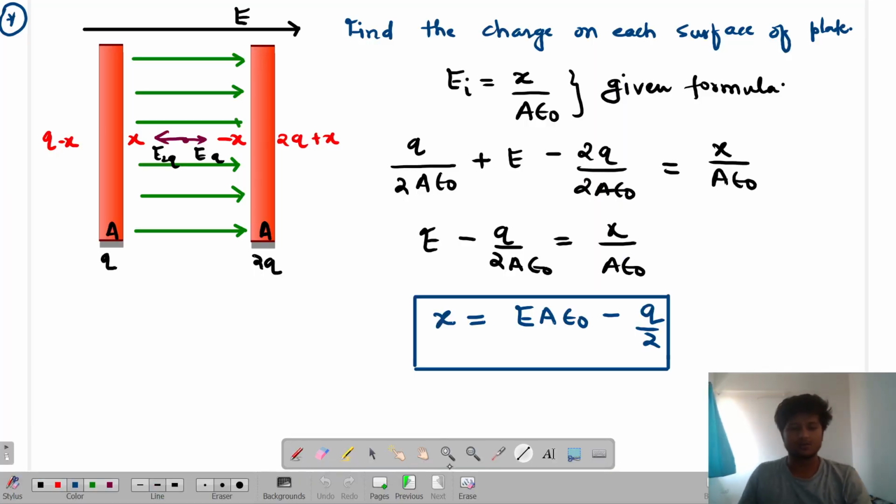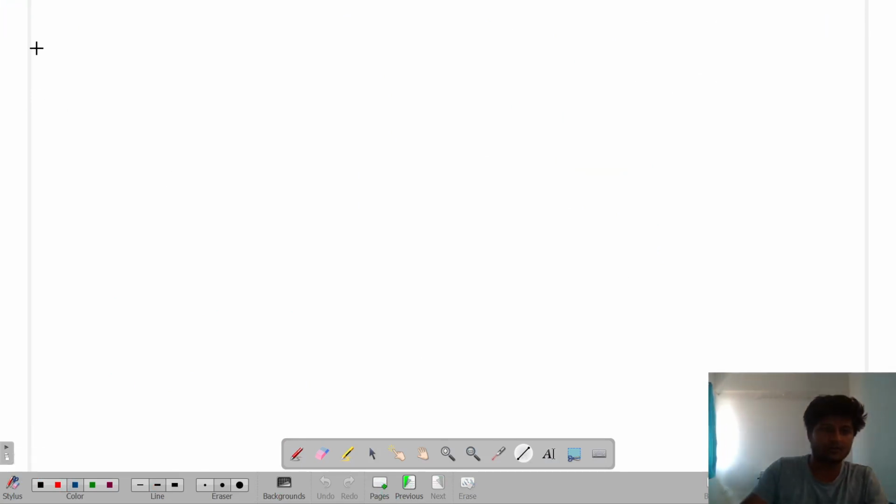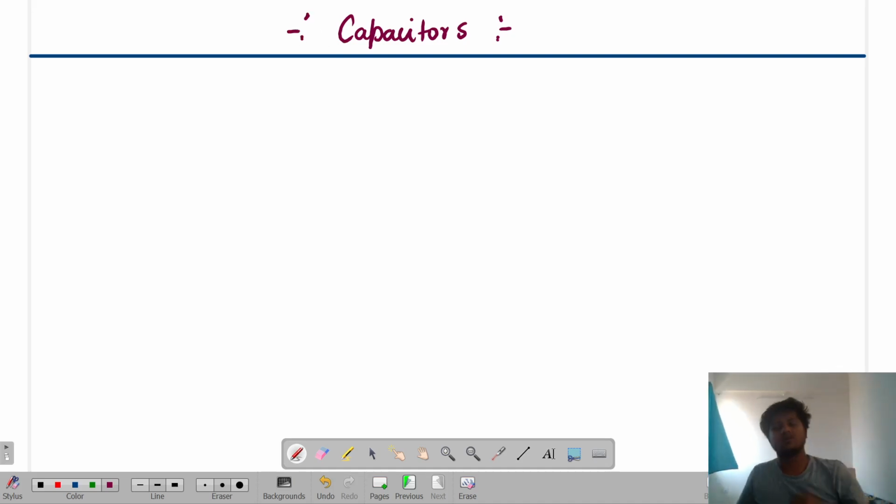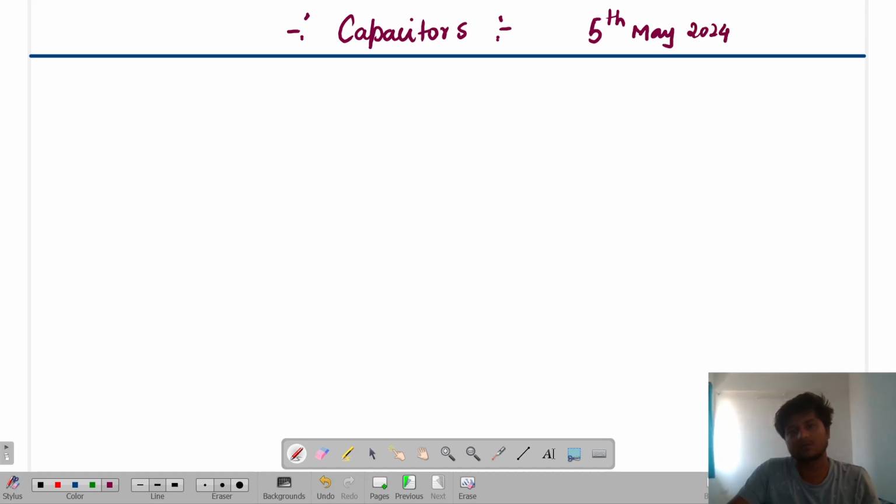Okay, so we completed till over here, and then let us enter our main domain. By using these plates, I want to enter into the topic which we call capacitors. Is that clear? Date is today 5th May. Now look over here. What is the meaning of capacitor?